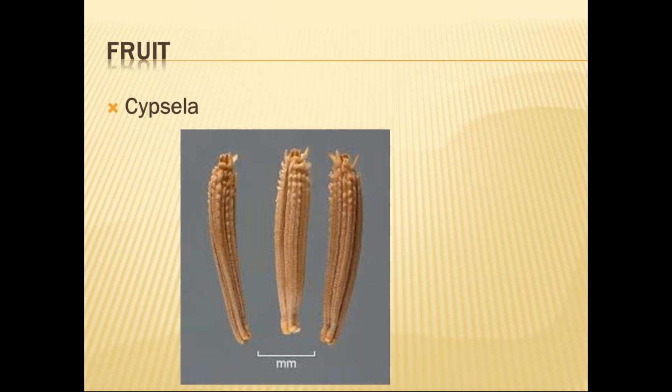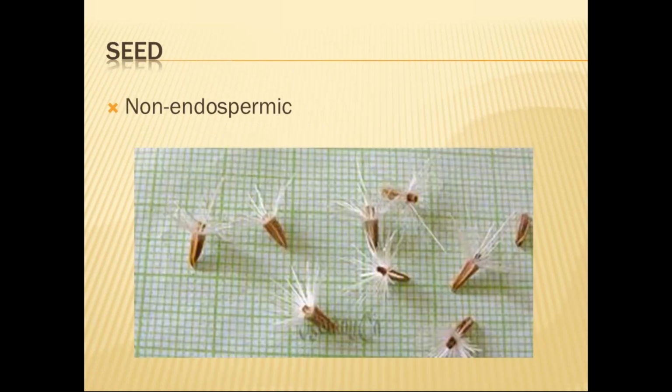The fruit type is cypsela. This is the fruit type, and these are the fruits seen in this particular family, because each flower is converted into a fruit. That is the fruit we see, cypsela type. The seeds are non-endospermic. The pappus-like calyx structure is persistent with that, and they are dispersed throughout the ground.